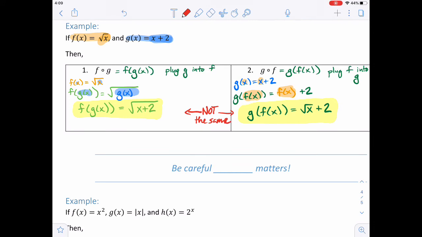So what that means is that you need to be careful. Order matters with composition. It matters who you plug in to the function. You need to know which is your outside and which is your inside. The inside one is the one you plug in.